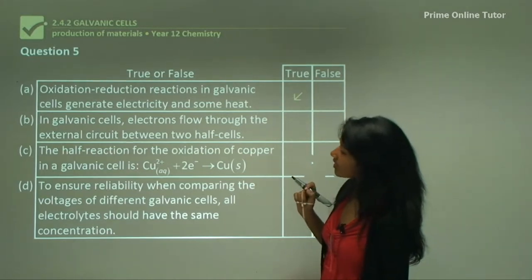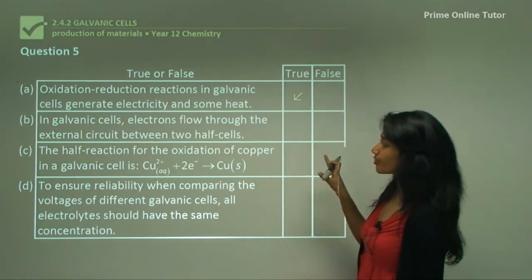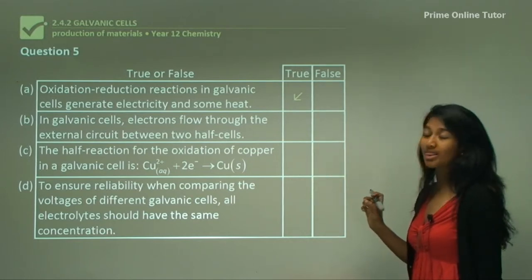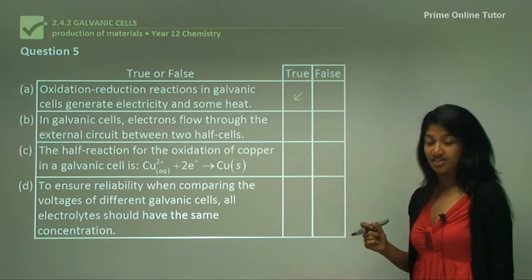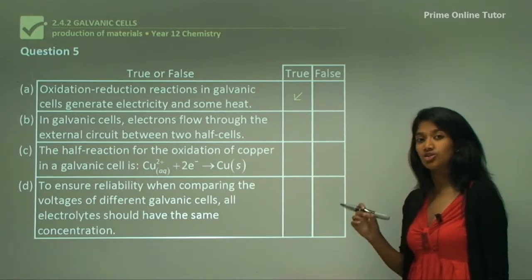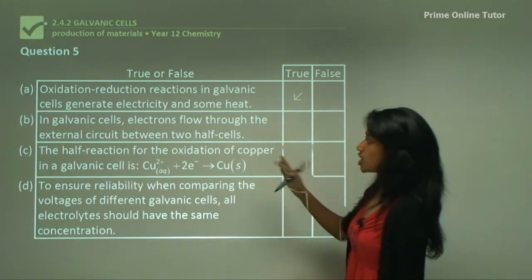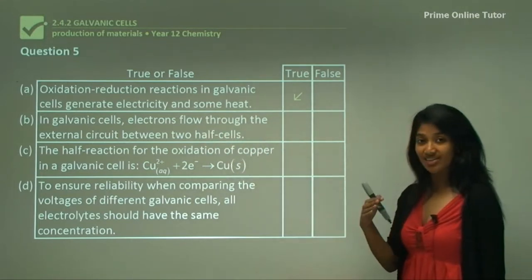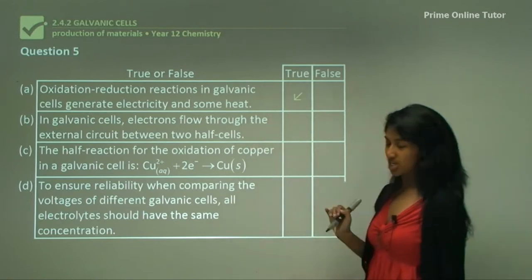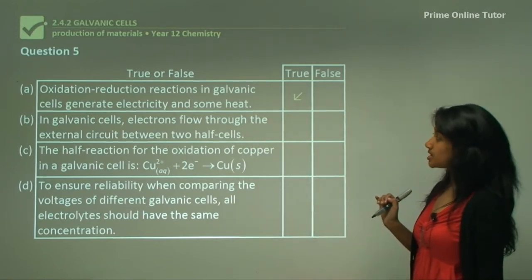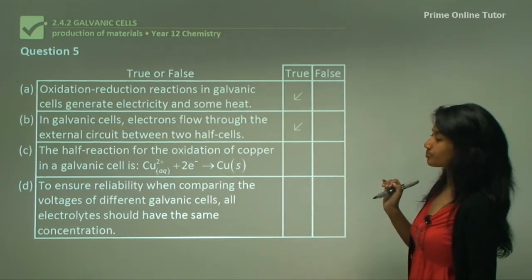Now B, in galvanic cells, electrons flow through the external circuit between the two half cells. We know that electrons are being transferred in a galvanic cell because the redox reaction is an electron transfer reaction. So the electrons that are produced at the anode are being transferred to the cathode using an external circuit. So this is also a true statement.